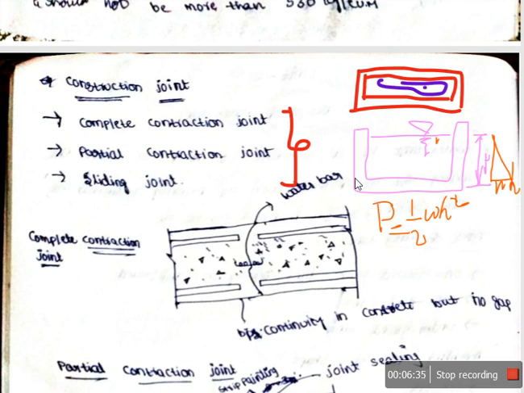When you are constructing this, you happen to have some kind of a joint. You cannot have a complete section of the concrete constructed in a single pour. First, we do concreting for the slab, then we go for the retaining wall, the side walls. So slab and then side walls.